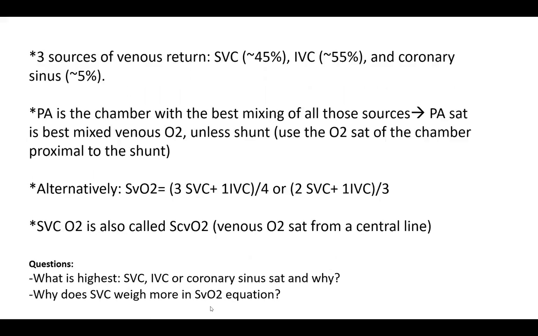So we understand those. Now, how come, if you look back, most of the cardiac output is from the lower body, a little more than the upper body. Yet this equation, you know, you think that if you want to get mixed venous O2 from the SVC and IVC, you should average them, 1 + 1 over 2. Why does this equation give more weight to the SVC than the IVC?